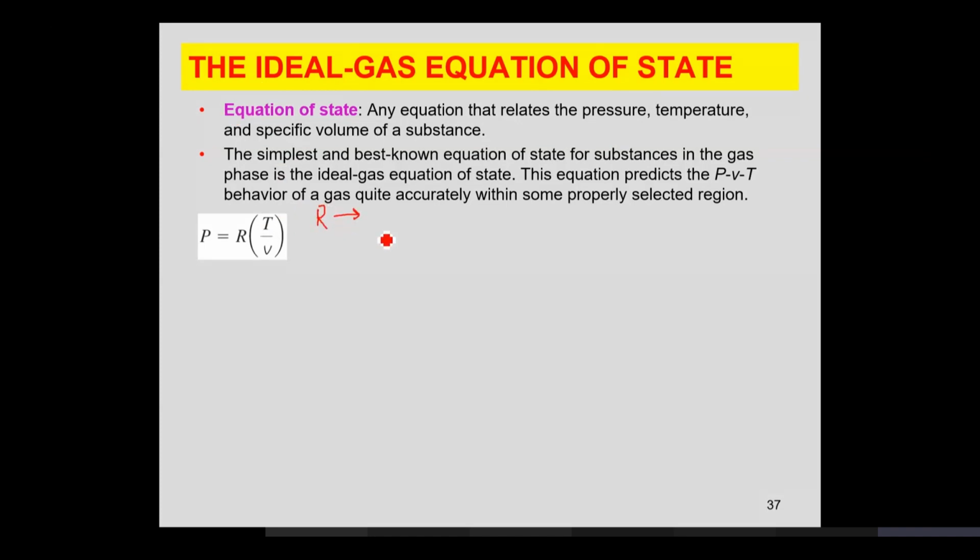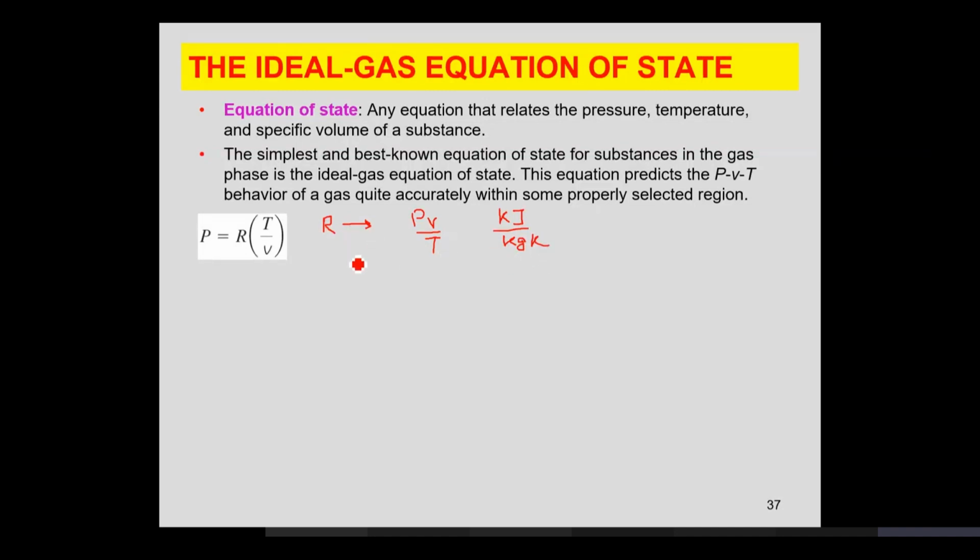R is a gas dependent constant. And why do I say it's a gas dependent constant? If we look at the units of R, if I make R the subject of the formula, I'll have P times specific volume divided by the temperature. P times specific volume is kilojoules per kg. You already know that. And temperature is in Kelvin.